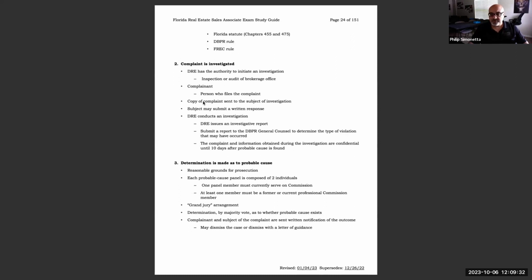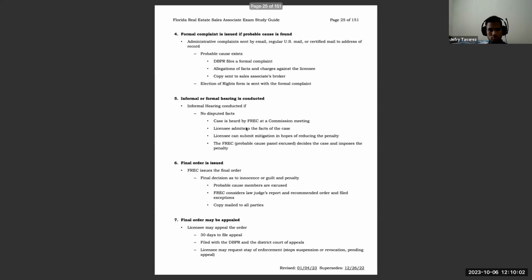There's a grand jury arrangement, so the determination is made by majority vote as to whether probable cause exists. The complainant and subject of the complaint are sent written notifications of the outcome. At this time, the case may be dismissed, or dismissed with a letter of guidance if there's no probable cause. Does that make sense? Pretty clear? Yeah, it's pretty clear.